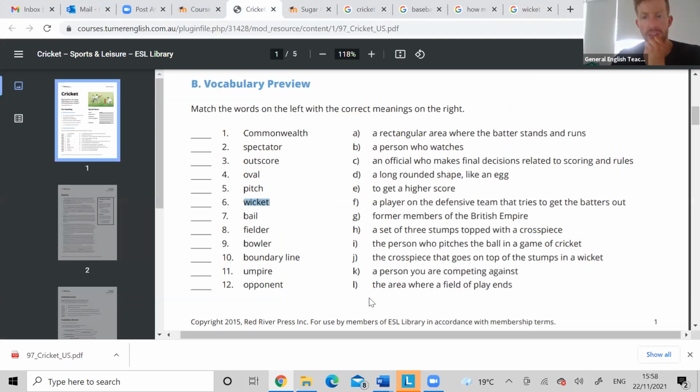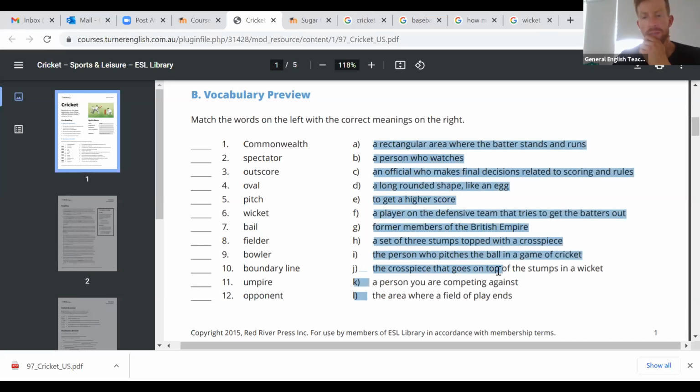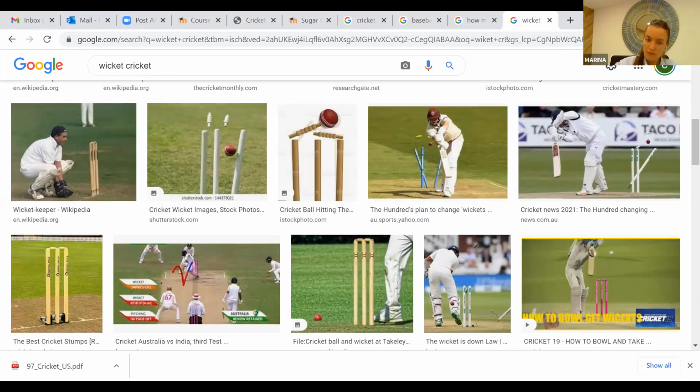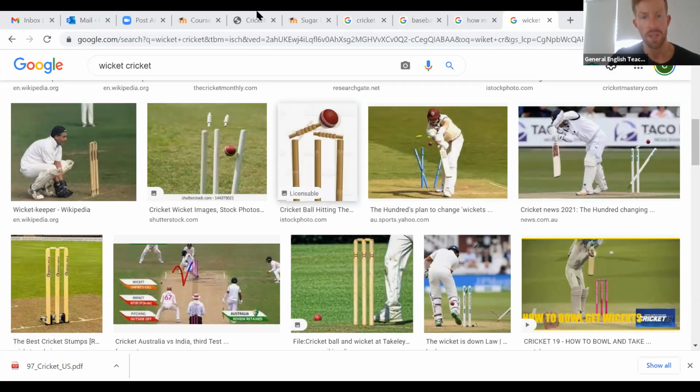All right. Okay, next one. Let's go to Carol. Number 7, I think is J. All right. Can you read that one for us? The cross piece that goes on top of the stumps in a wicket. Yes. Okay. These are quite technical terms, aren't they? That would be this thing on top. It just goes on top. Okay, cool. All right. Next one.